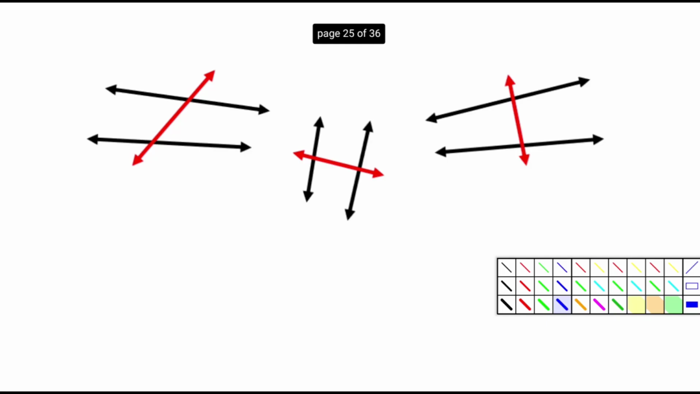Well, what I need you to understand is that when we created this transversal here, we created some regions. And these regions are going to help us with the rest of our problems. So everything between these lines here is called the interior region. This is like the inside. So this is my interior. And the same thing on this third one over here, this is my interior. And the same thing on this one here, but it's kind of sideways, so it's kind of tough. This is the interior, okay?